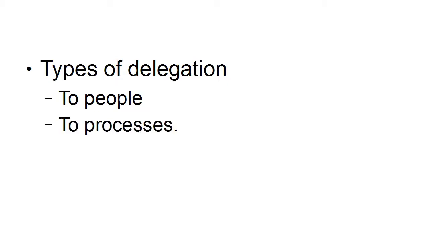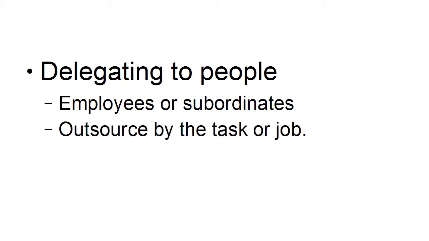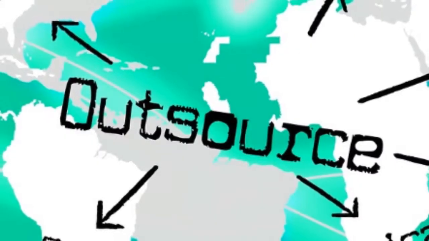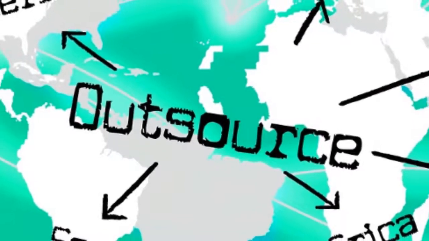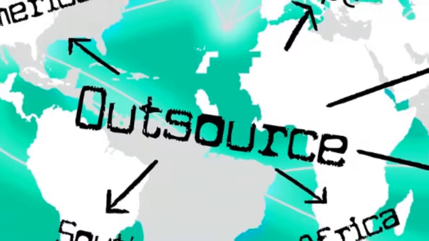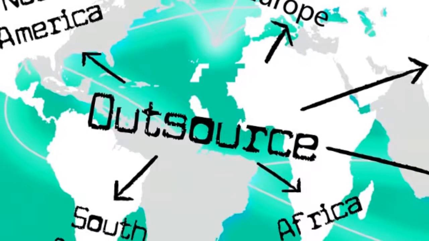But you can also delegate to processes. Now, when it comes to delegating to people, you can delegate to employees or to subordinates. Now, I'll talk more about this in a moment. Or you can outsource by the task or by the job. Now, outsourcing is a fairly recent phenomenon, but basically what it means is that you hire somebody by the job or by the hour to perform a task for you in return for a fee.